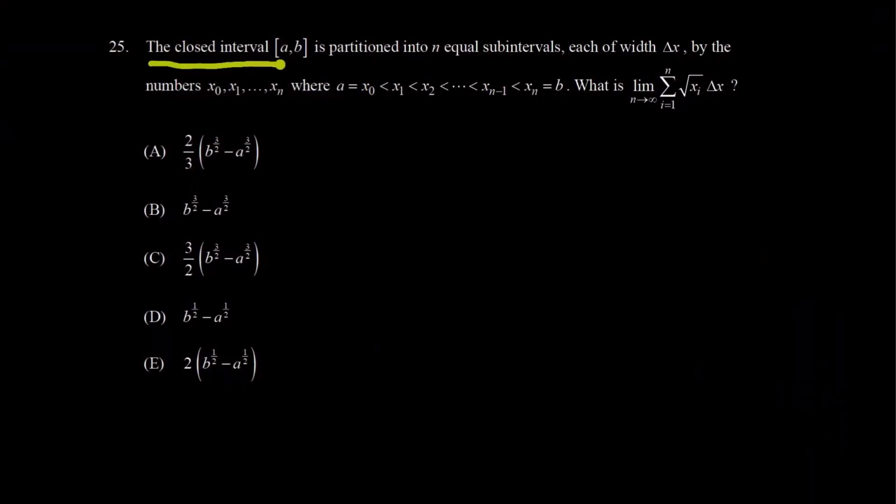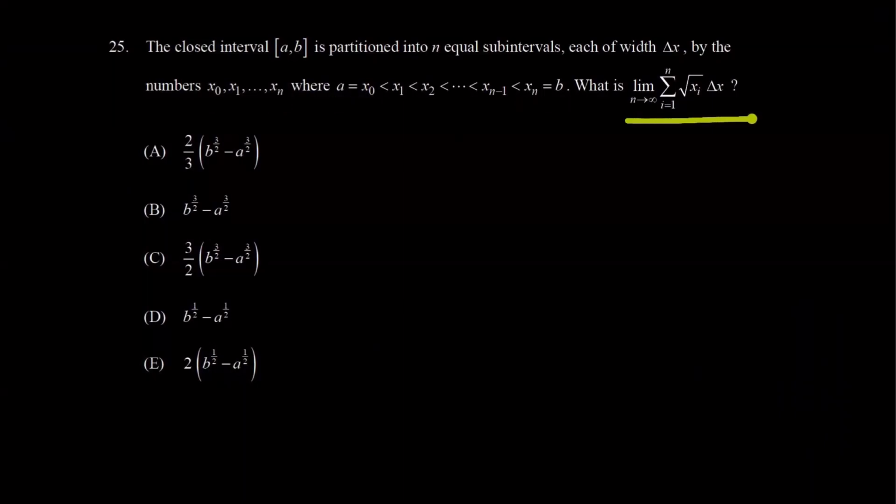We have the closed interval a to b, and on this interval it's partitioned into n equal subintervals, each of width delta x, by the numbers x0 through xn such that x0 equals a and xn equals b, and then the rest are in between. And we need to find this limit: the limit as n goes to infinity of the summation i equals 1 to n of the square root of xi times delta x. And let's first sketch what this summation is.